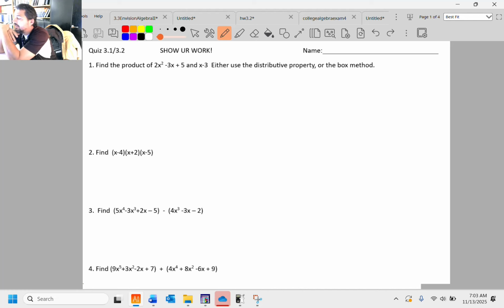That's what it is. All right, find the product of 2x squared minus 3x plus 5 and x minus 3. Use either the distributive property or the box method. I'm just going to do the box because it's actually quicker.